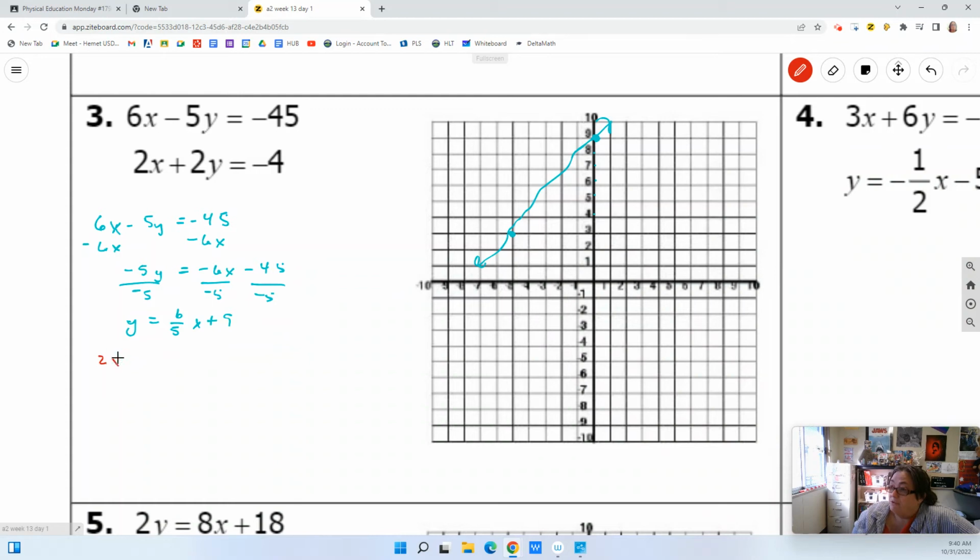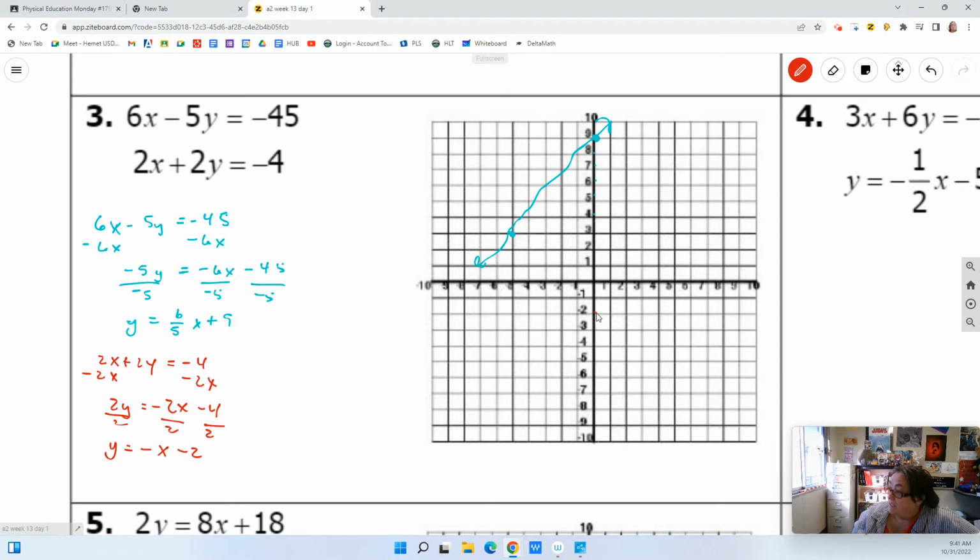So now I have 2x plus 2y equals -4. And we're going to do the same exact thing. We're going to solve it for y. So we're going to subtract the 2x from each side, and we will have 2y equals -2x minus 4. We're going to divide everything by 2, and I do mean everything. And we get y equals, well, that's -x, right? 2 over 2 is 1, so that just gives me -x minus 2.